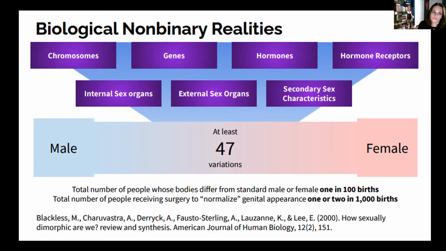Surgical intervention focused on, quote unquote, normalizing genital appearance occurs in about 1 to 2 births out of every 1,000 births. In response to this, there's a growing intersex activism community here in the States who are really vocal about the harmful effects of medical intervention for these individuals. They're doing their work in the context of these statistics, so as forensic scientists, you need to be aware of these too.